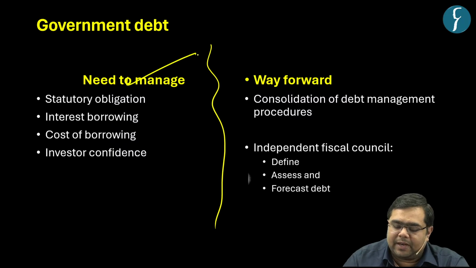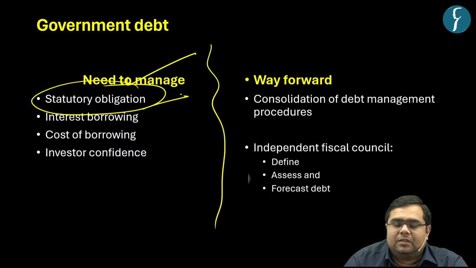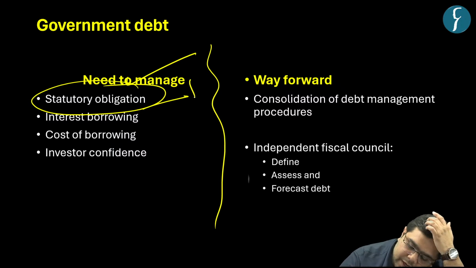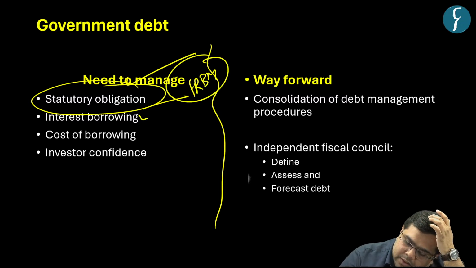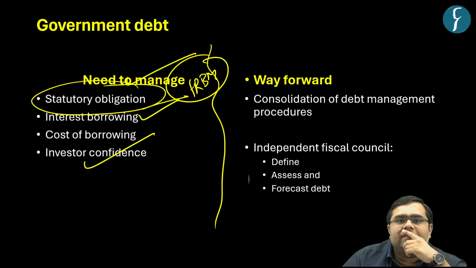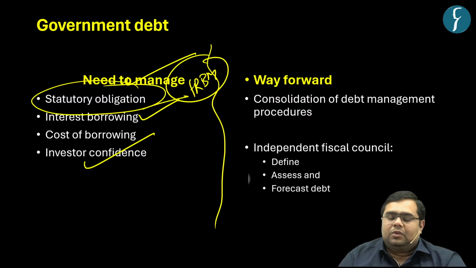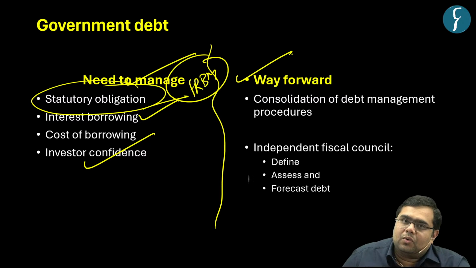Why is there a need to manage debt? There is a need to manage debt because it is one of our statutory obligations under the FRBM Act. Then there are issues with respect to interest borrowing, cost of borrowing, and investor confidence. Any investor who is going to invest in the Indian economy will first try to make sure how our economy is performing. So if the economy is not performing and the government debts are unsustainable, it will crowd out the investments from the Indian economy. We also discussed in that particular video what could be the way forward.